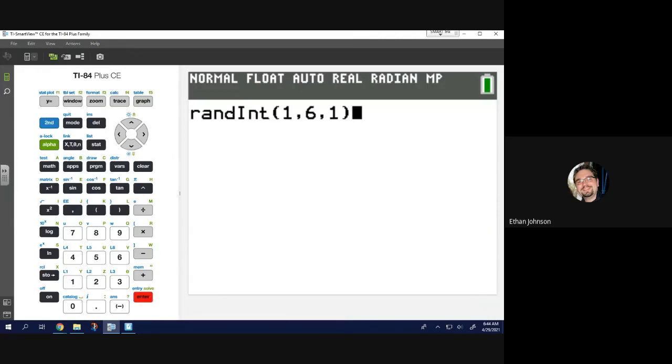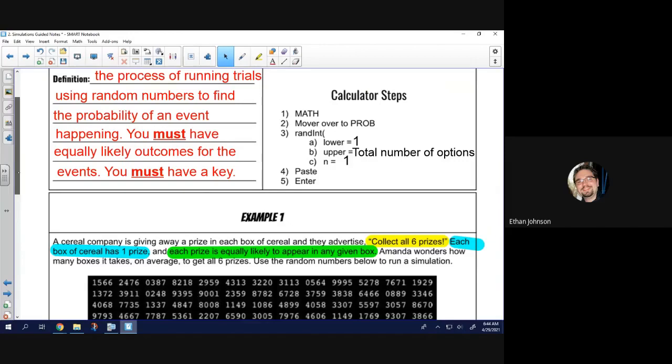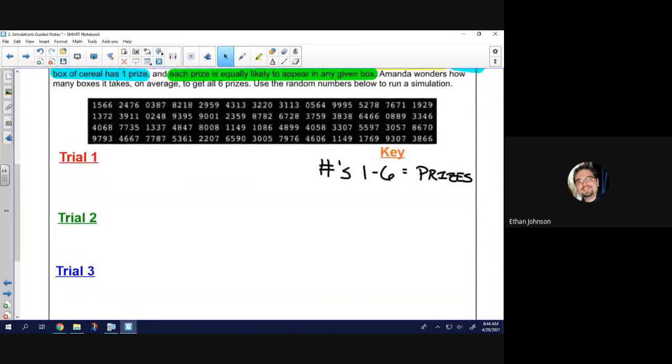All right. So the goal that Amanda wanted to have in this problem was to collect all 6 prizes. So what she hypothetically does in this situation is she goes to the store, buys a box, opens it up, and then keeps track of what prize she got. She goes to the store again, gets another one, and repeats. So we can have numbers repeating.